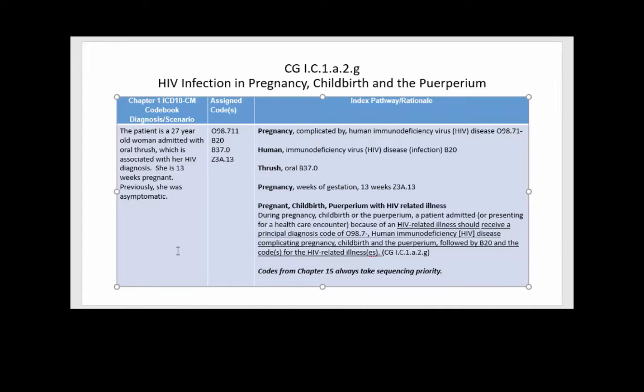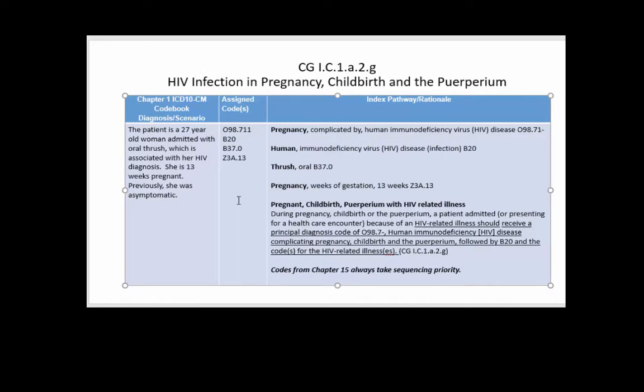She's 13 weeks pregnant. Previously, she was asymptomatic. So up until now, she had a Z21 diagnosis. But now that she has this thrush that's been associated with HIV, she's going to carry that B20 diagnosis from now on. Then the thrush is the B37.0. You always assign codes for the weeks of gestation when your O98 code is the principal diagnosis, because that's the reason why she's being admitted, the pregnancy complicated by HIV disease.